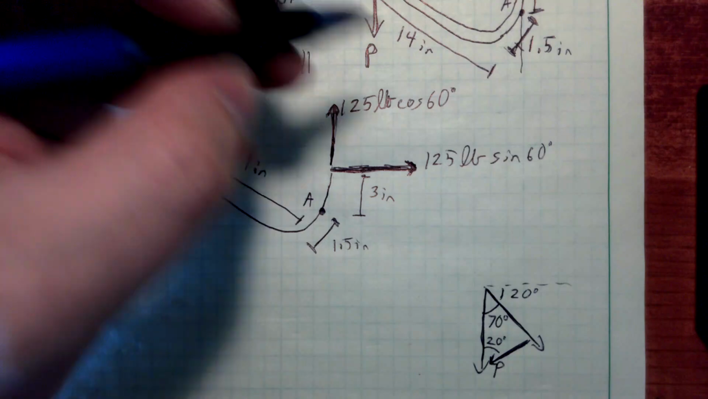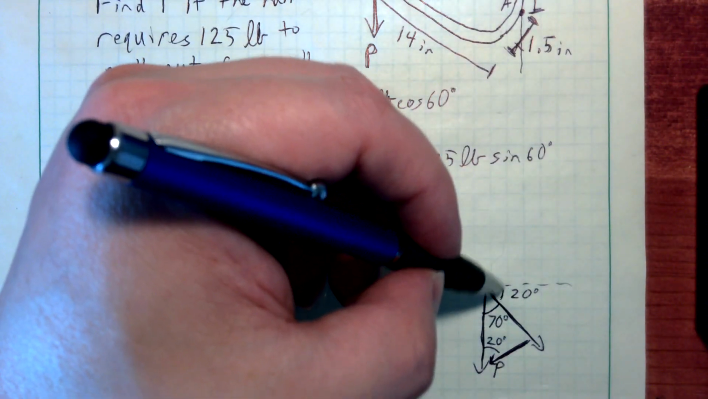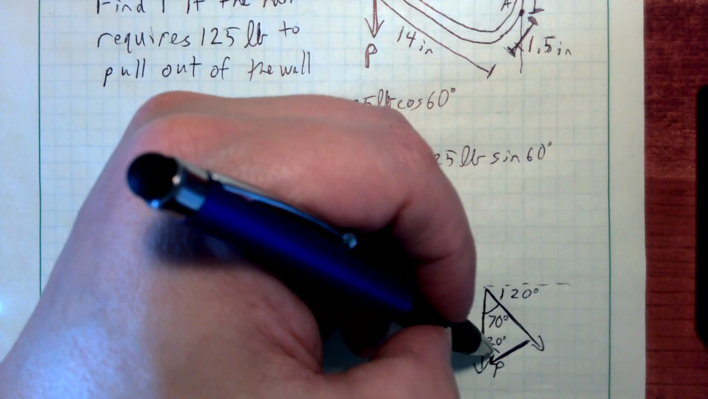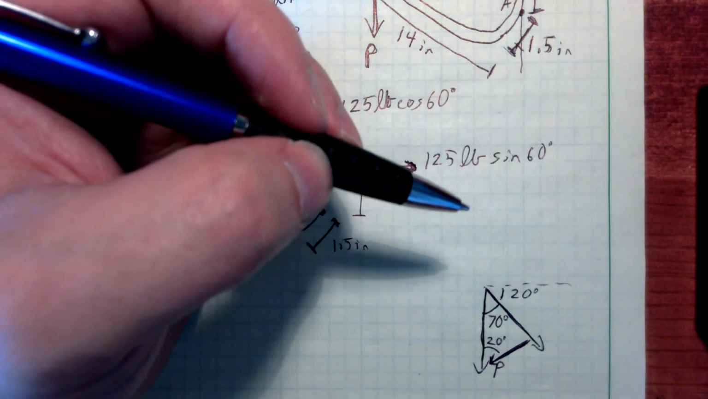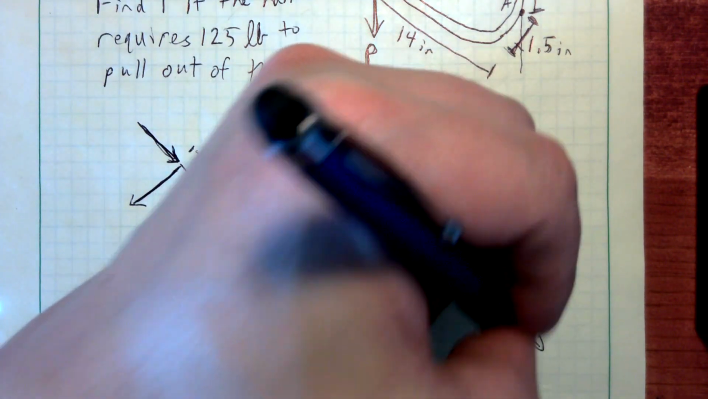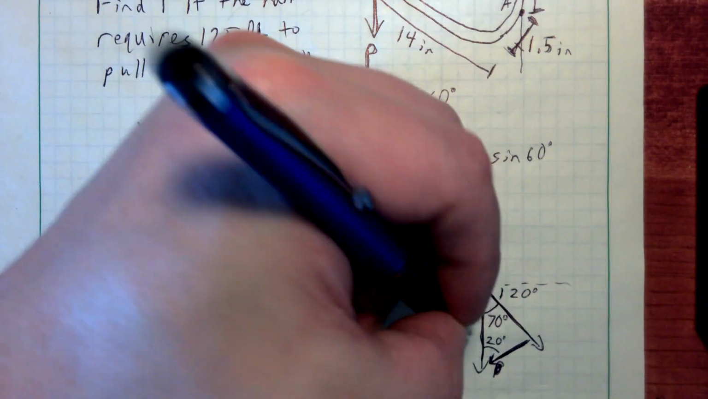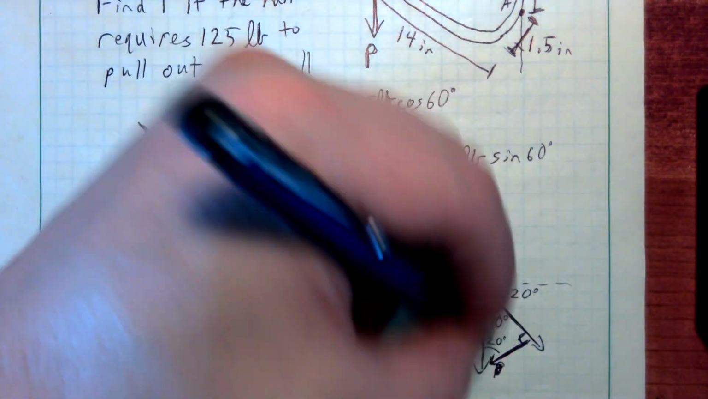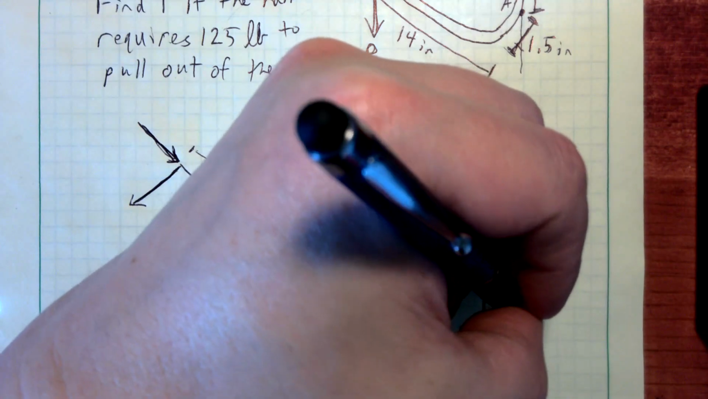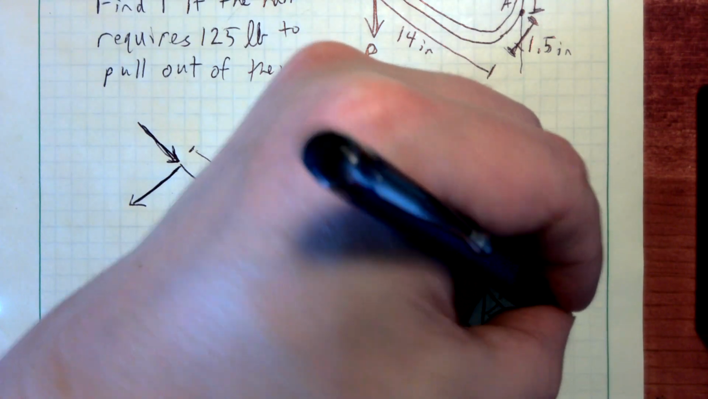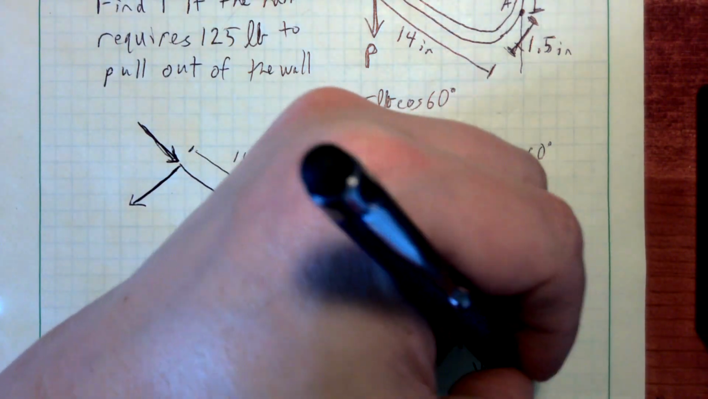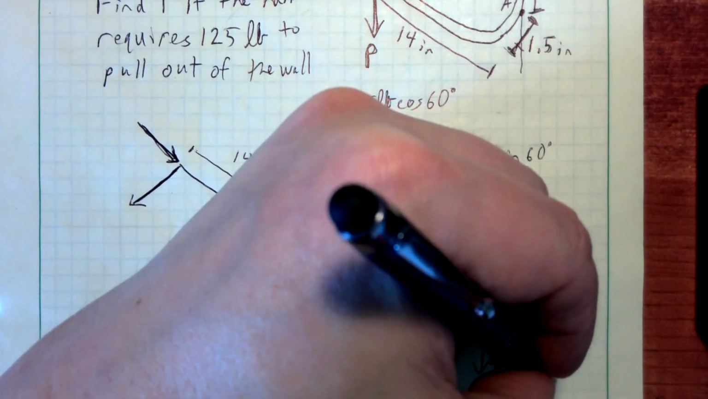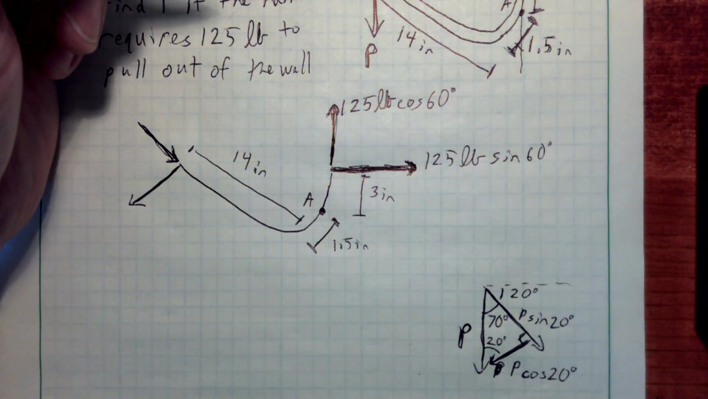Another way you can think about that is, if the handle is 20 degrees from horizontal, then perpendicular to that handle is going to be 20 degrees from vertical. That's the way I would think about that. So if my hypotenuse in this case is P, because this is my right angle, then this would be P sine 20 along the handle, and this would be P cosine 20, or sine 70, perpendicular to the handle.